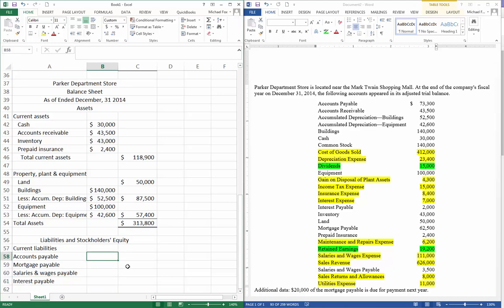All right, so my accounts payable, $73,300. Mortgage, remember it's only the current part, so that's the part that's due next year, and it says $20,000 of the mortgage payable is due for payment next year. So we're going to put $20,000 here. Salaries and wages payable, $3,500. Interest payable, $2,000.